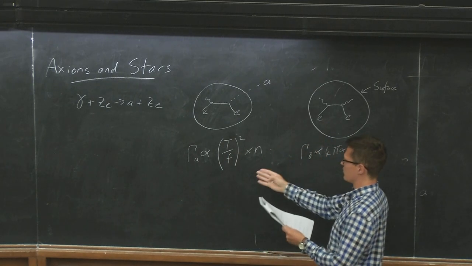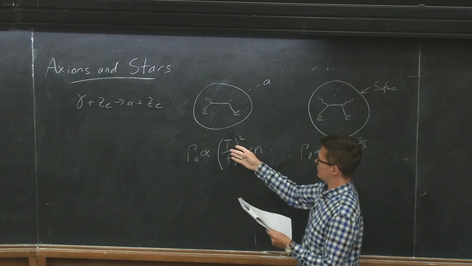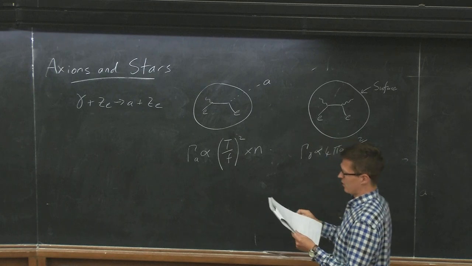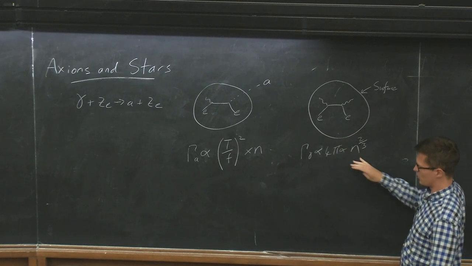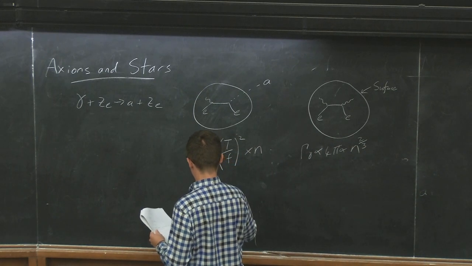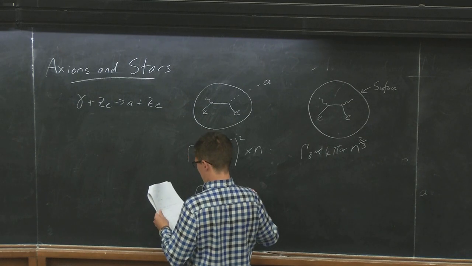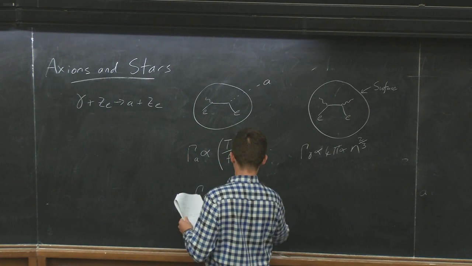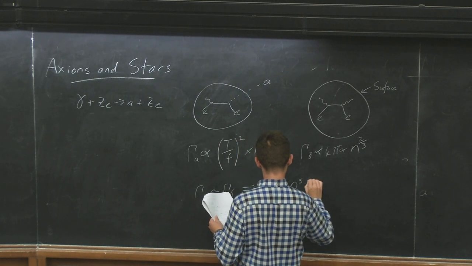So equating these two, again, just being very, very sloppy, setting these two equal, setting the energy to be around a few keV, or 10 keV, if you do that, you know the electromagnetic coupling, you know what N is, you see that these guys are roughly equal whenever F is around 10 to the 5 GeV.